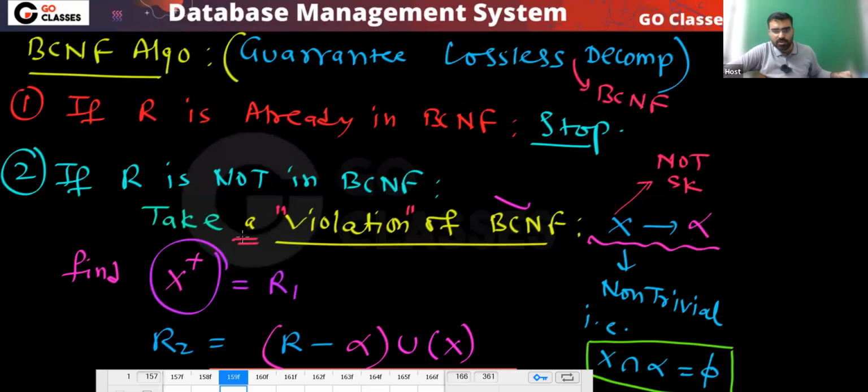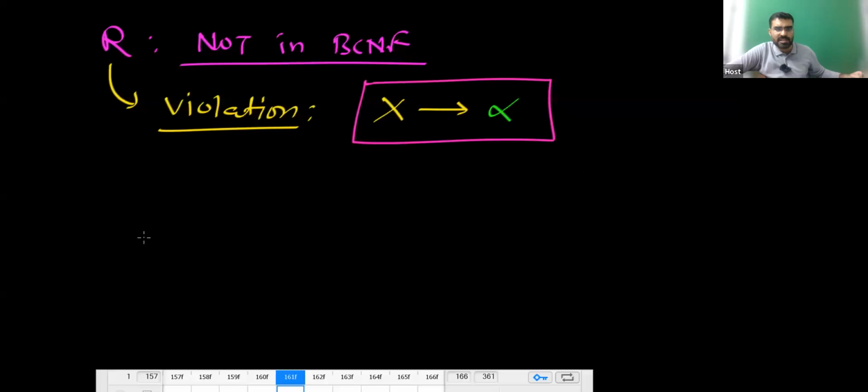Sorry, one more thing I want to tell you here. You find X plus and you remove this X plus. Actually, you have to remove X plus, but you have to keep X. Is this point clear? Like this R1, completely you have to remove, but you have to keep this X. For example, this is your violation. Let's assume X determining alpha is your violation. Because this is a violation, automatically this is a non-trivial FD, and automatically X is not a super key.